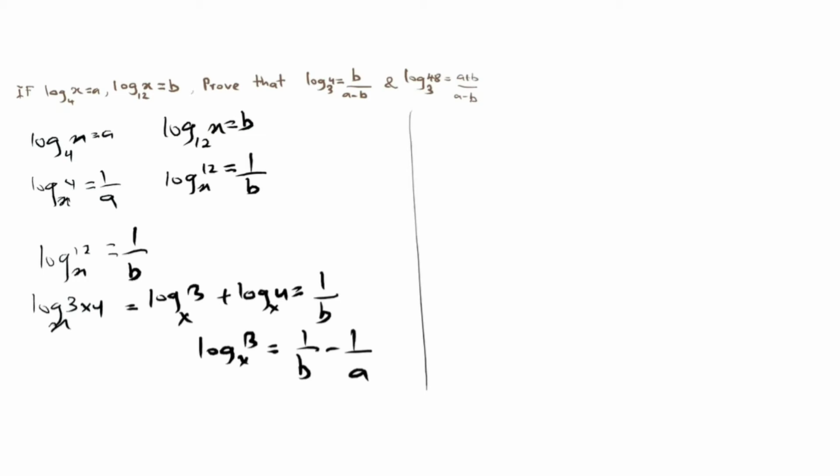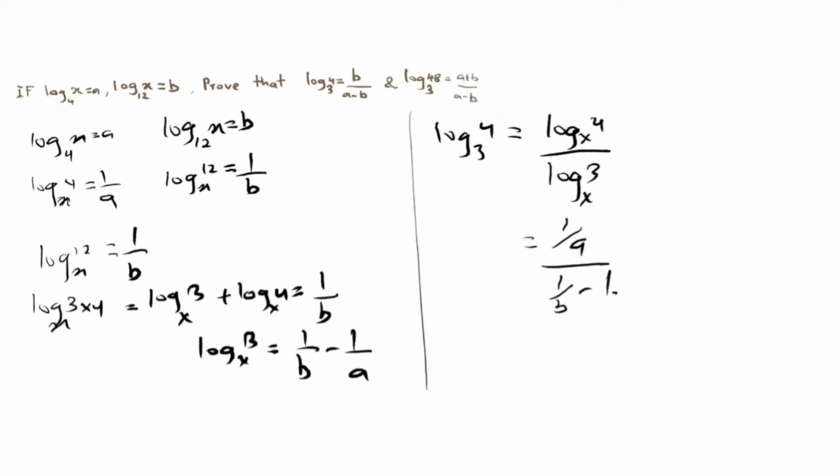They are asking to show log 3 over 4 as b over a minus b. Log 3 over 4, using the change of base formula, we can write as log x 3 divided by log x 4. What's log x 3? It's 1 over b minus 1 over a. Divided by what is log x 4? It's 1 over a. Solving this, we would get b over a minus b.